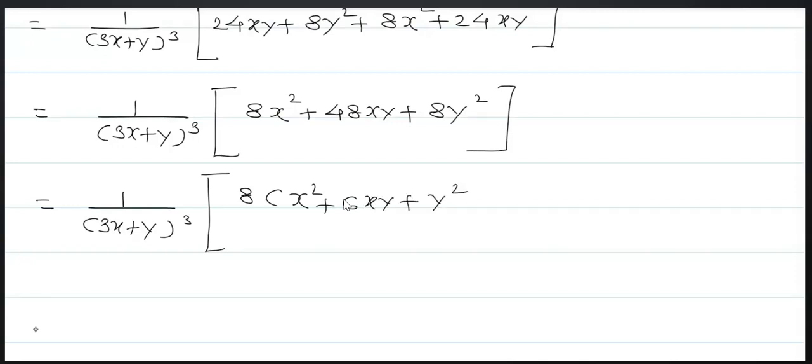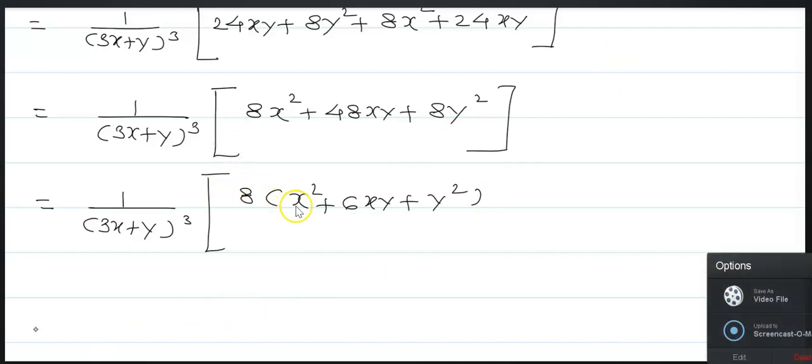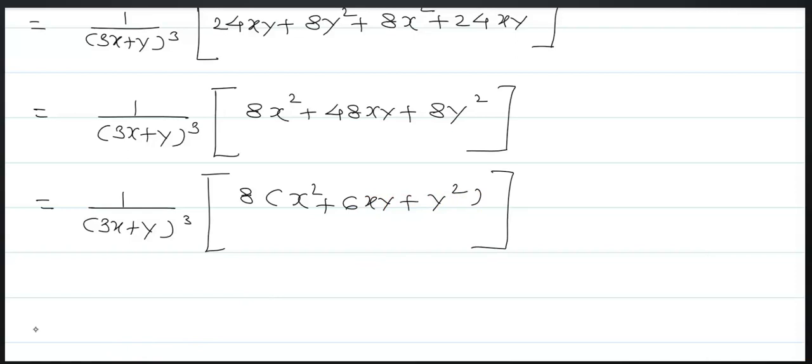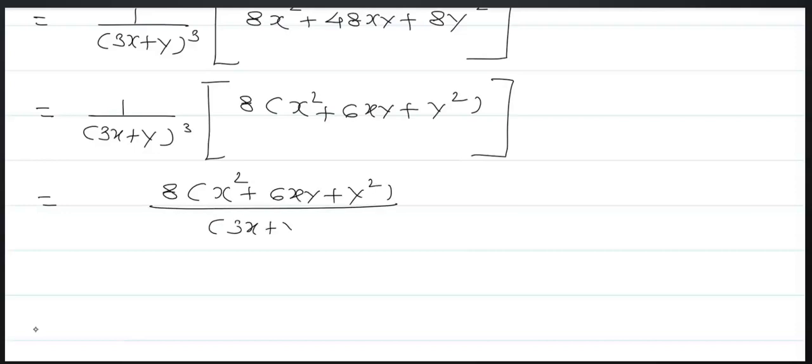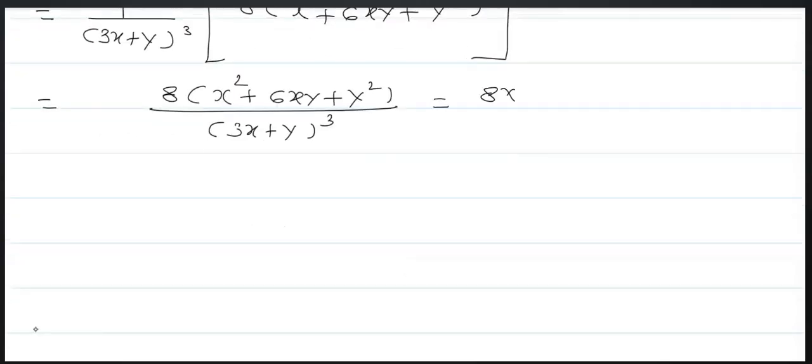And it's very interesting now. What is the value of 8 in bracket x square plus 8xy plus y cube? It is given, which is the 10. 10 into 8, 80. That is 80 upon 3x plus y bracket cube. And this you have to prove. That is 80 upon 3x plus y bracket cube.